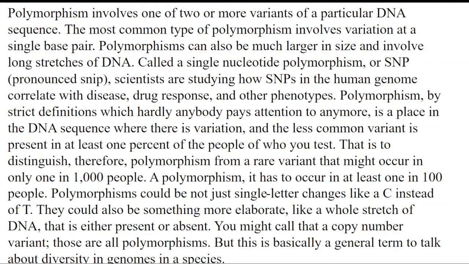Polymorphism could be not just a single letter change like C instead of T. They could also be something more elaborate, like a whole stretch of DNA that is either present or absent. You might call that a copy number variant. Those are all polymorphisms. But this is basically a general term to talk about diversity in the genome in a species.